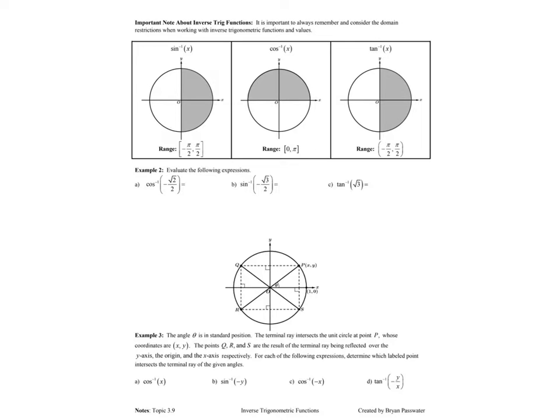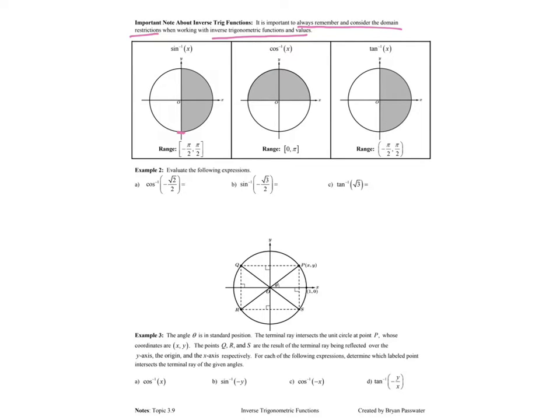Okay, so inverse trig functions. It says, a note about inverse trig functions. It's important to always remember and consider the domain restrictions when we're working with inverse trig functions and values. So they've shaded the possible domain here. They're calling it range: negative pi over 2 to positive pi over 2.